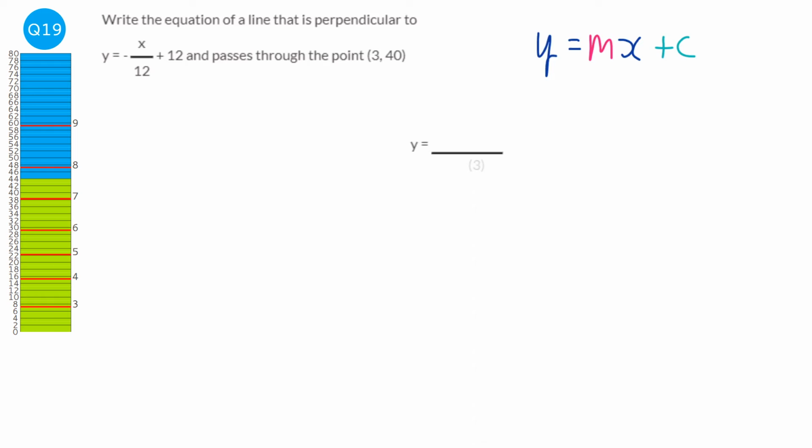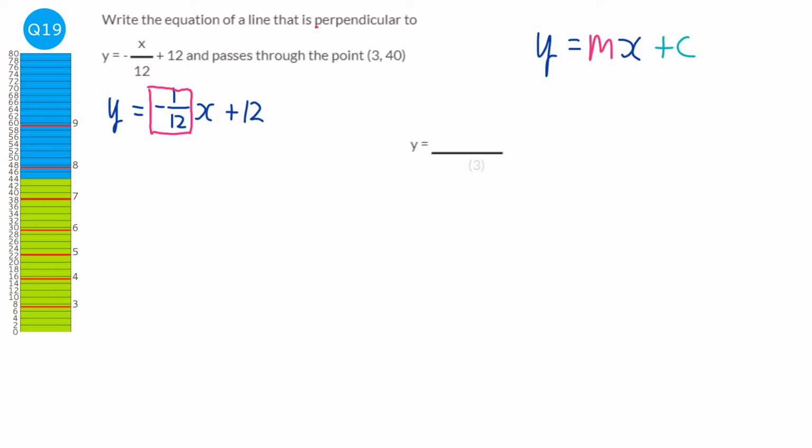clues here. We're told that the line is perpendicular to the equation given. Now I'm going to rewrite this a little bit just to make it a bit clearer what the gradient of this is. So I'm going to write this as minus 1 over 12 x plus 12. And you can see that the number before the x, the coefficient of the x, is minus 1 over 12. But we're not told that it's parallel to that, so the equation that we've got is not going to have the gradient as minus 1 over 12.